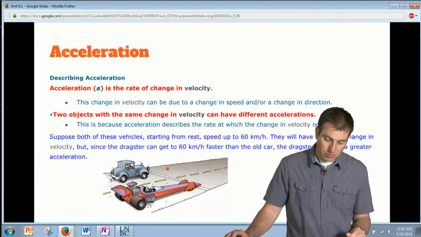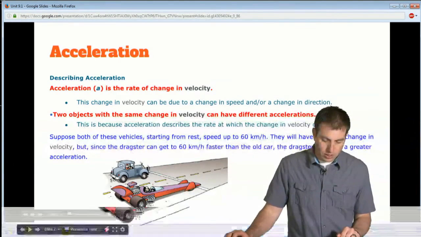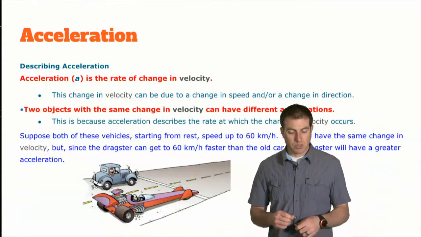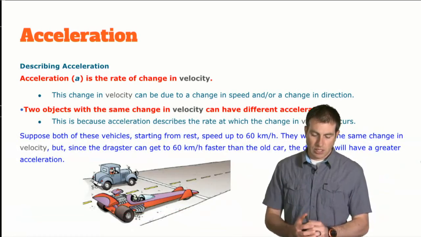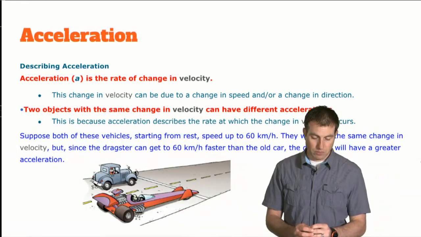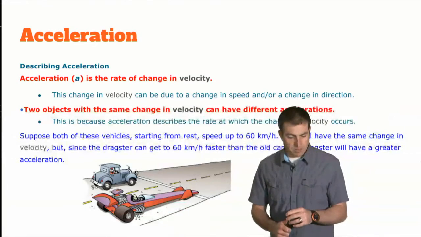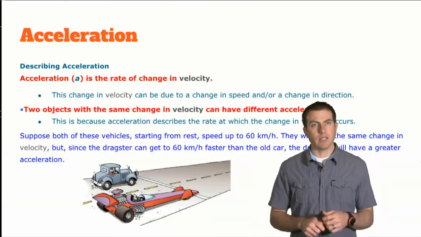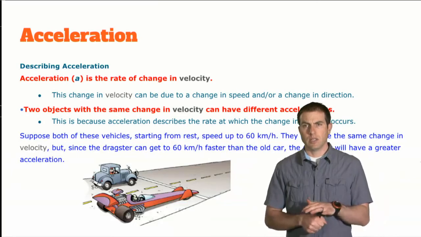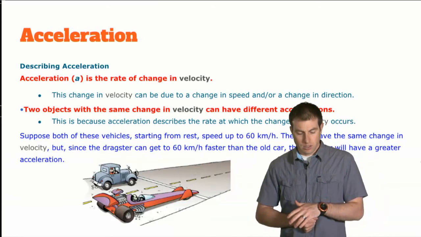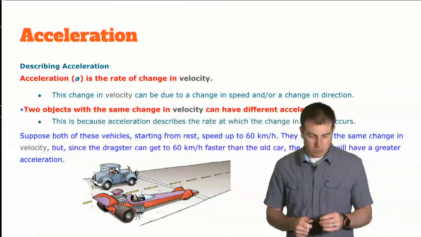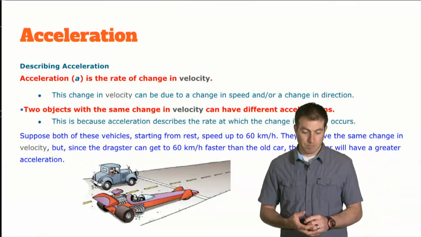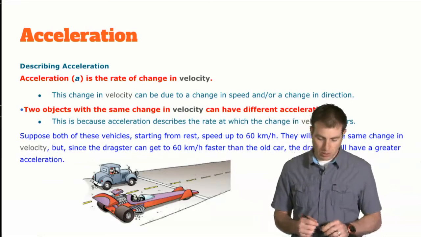So acceleration is the rate of change in velocity. It's how fast you change your velocity. So two objects with the same change in velocity can have different accelerations, which is kind of confusing, but we'll talk about that in a second. Let's think about these two cars, kind of like the drag race car we started with. Suppose these vehicles starting from rest speed up to 60 kilometers per hour. They'll have the same change in velocity.